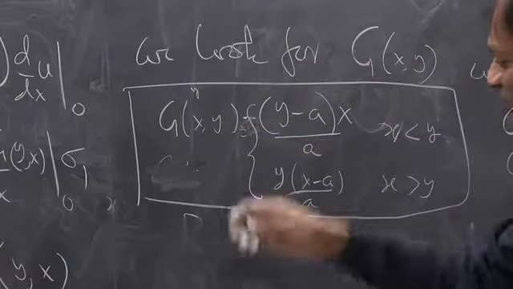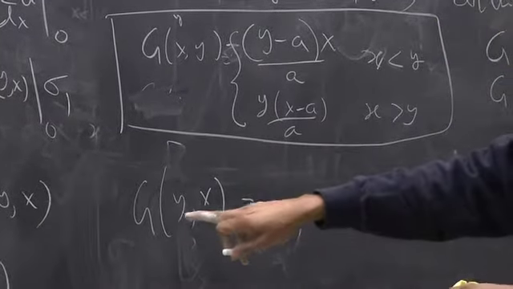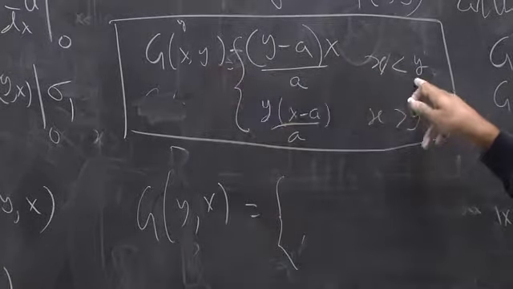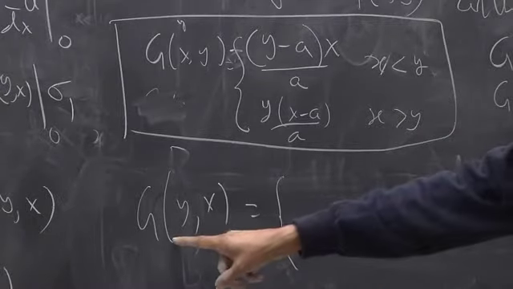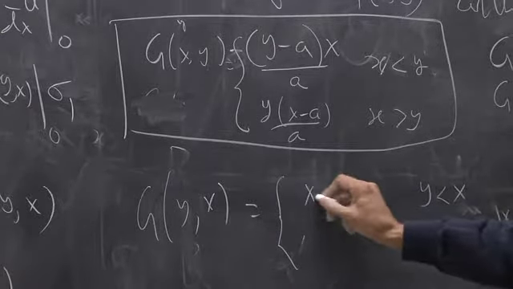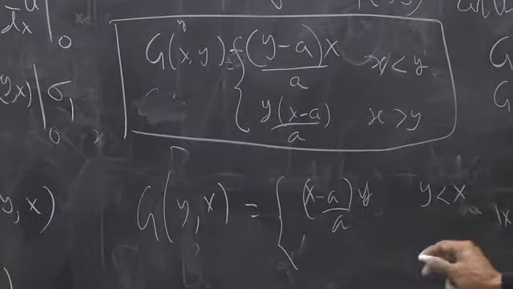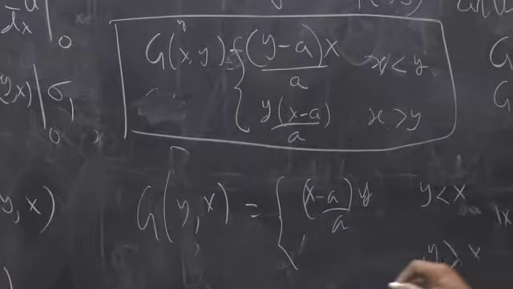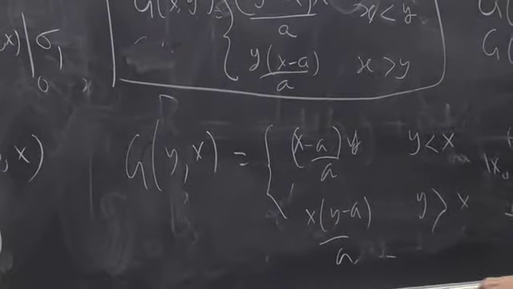Yeah. So, let me just write this equation exchanging the two. So, g y,x. Here this equation was when the first argument is smaller than the second argument, which means y is less than x. In that case, this is (x minus a) times y divided by a, and this is when the first argument is greater than the second argument. So y is greater than x, and you get here x times (y minus a) over a. Okay.